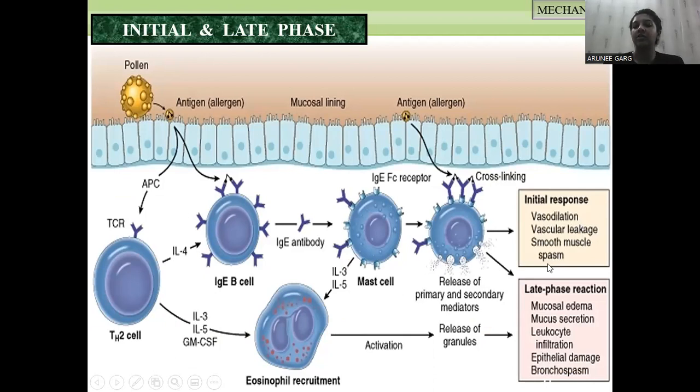And in the late phase, also by the secondary mediators, what happens is mucosal edema, mucus secretion, leukocyte infiltration, epithelial damage, and bronchospasm.